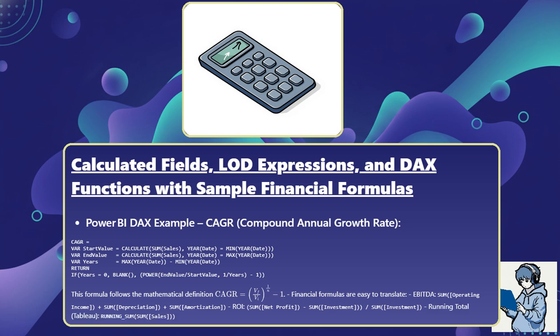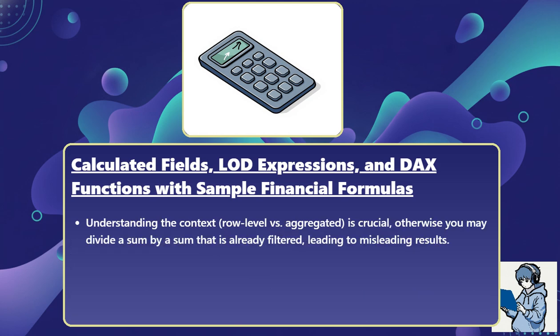Running total in Tableau: running sum of sales. Running total in DAX: CALCULATE(SUM of Sales, FILTER(ALLSELECTED(Date), Date less than or equal to MAX(Date))). Understanding the context, row level versus aggregated, is crucial. Otherwise, you may divide a sum by a sum that is already filtered, leading to misleading results.